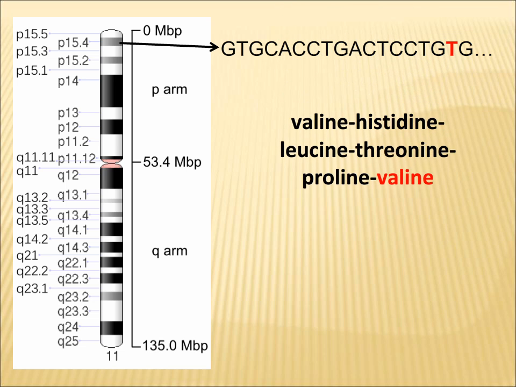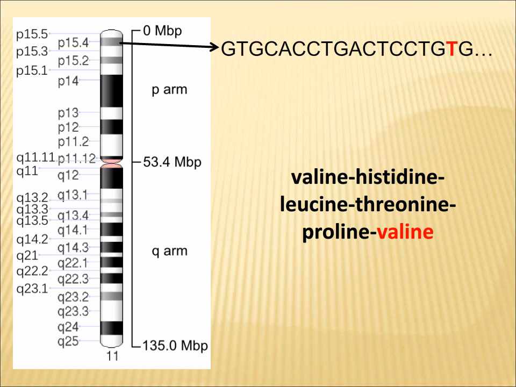If a mutation results in the 17th nucleotide changing from an adenine to a thymine, then this changes the amino acid that will be translated. Instead of glutamic acid, valine will be the 6th amino acid, and valine doesn't act like glutamic acid, so it causes the hemoglobin protein to function differently and causes all those problems.